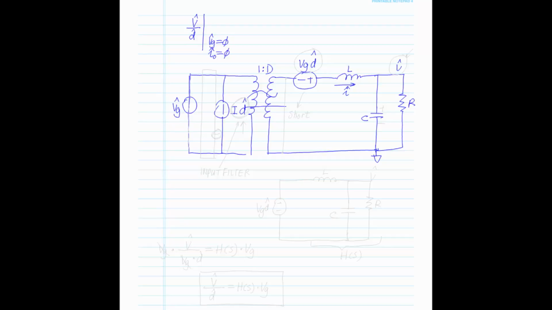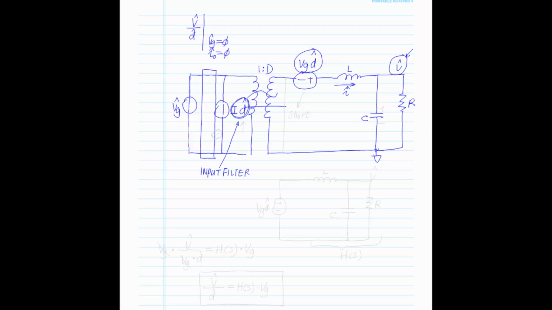So you might ask the question, why is this even present? That's where the input filter interaction would come in. If there were an input filter here, you could see then we have a superposition. We have to find out what V out to ID hat is, because now it won't be 0 voltage here, it'll be the voltage across the input filter. And then we'll have to find what V out is to the VGD hat. And that's the input filter interaction.